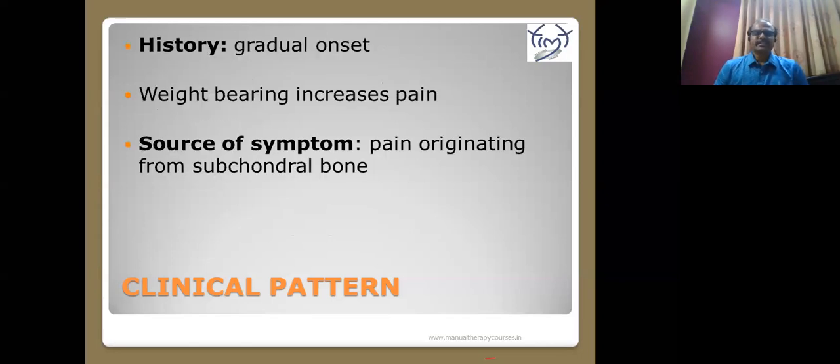And when you say history, yes, gradual onset could be there, and weight bearing: whenever we walk, whenever we jump, whenever you move around, whenever you run, or whenever you walk through uneven surfaces, you will have pain. And for the source of the symptom, we have to be careful and we have to listen. So the source of the symptom is subchondral bone.